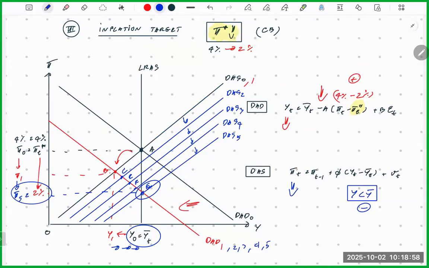And again, try the opposite case by yourself. If the inflation target is increasing, how is it going to be?